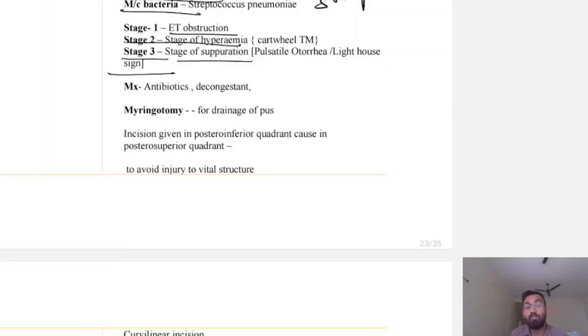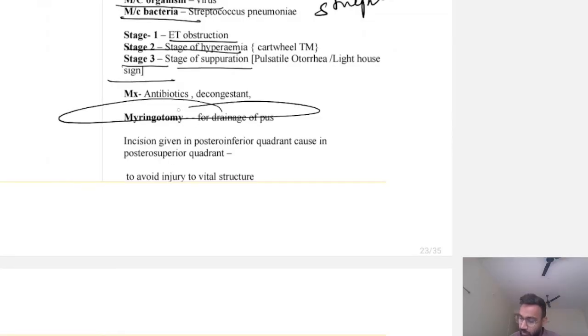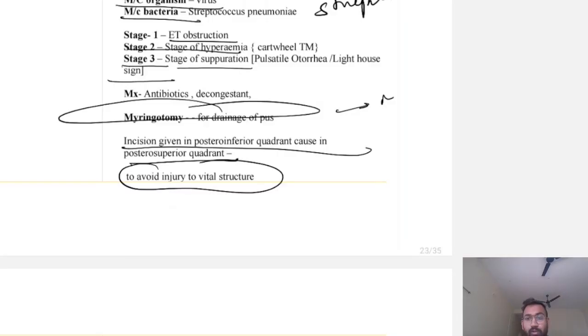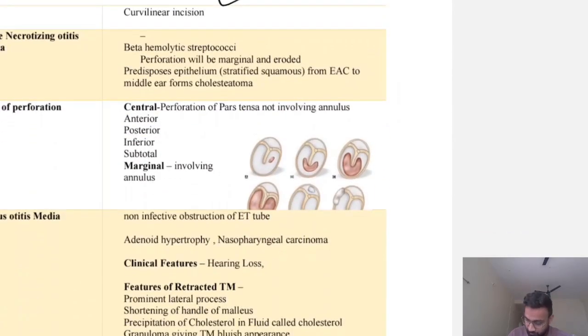Okay. And one thing you have to remember. Myringotomy is done for the drainage of pus, and you have to understand the incision is given in the posterior inferior quadrant, because in posterior superior quadrant there are vital structures. So you have to avoid the vital structures. So you will give the incision in posterior inferior quadrant. So this is acute otitis media. You have to give curvilinear incision.